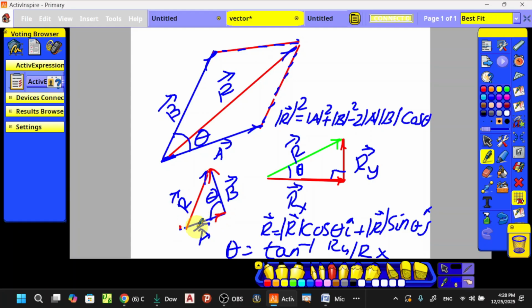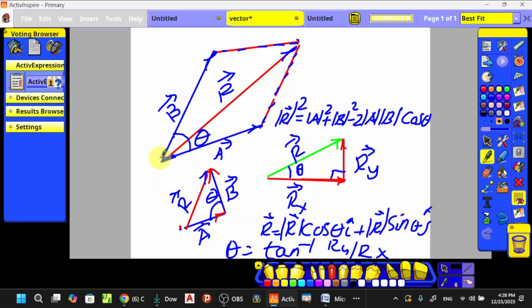So how do you draw a vector? You draw the first vector and you draw the second vector from the head of the first vector, and you connect the resultant from the tail of the first vector right here to the head of the second vector. That's how we draw using the head-to-tail method.